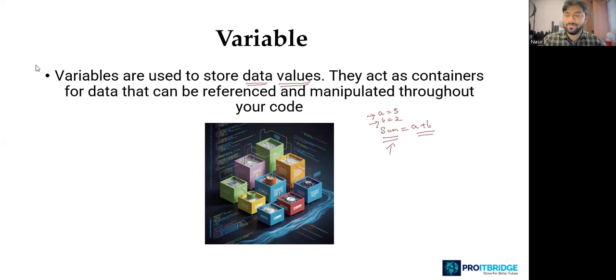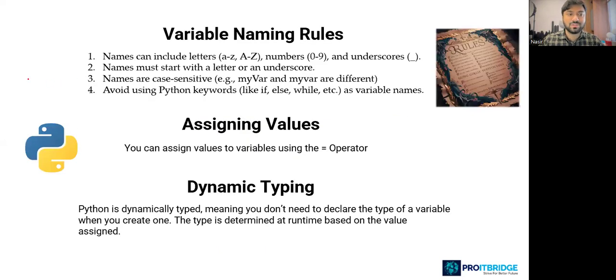Okay. Definition is clear. Next, what are the rules which we need to follow? See, in Python, variables are case sensitive. That means capital A and small a are different. If I say capital A, and if I say small a, these are different. And variables can include letters from A to Z, small or capital, or numbers, or underscore. It cannot start with special characters. Whenever I'm declaring, I cannot use a dollar sign. This is not permitted. It has to start with a letter or underscore.